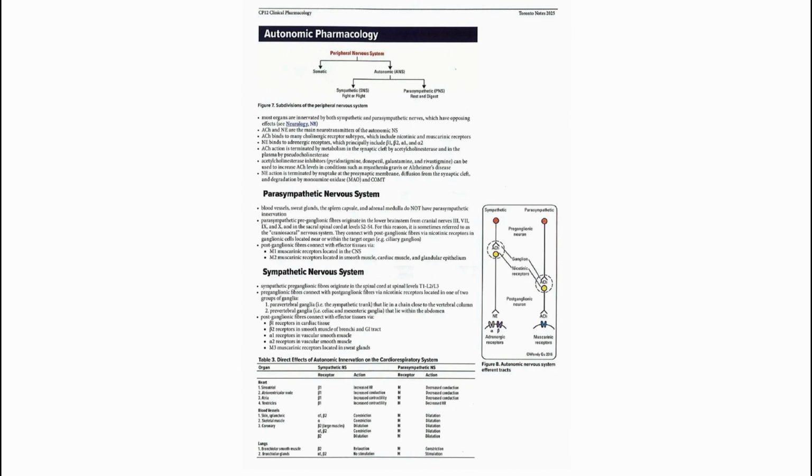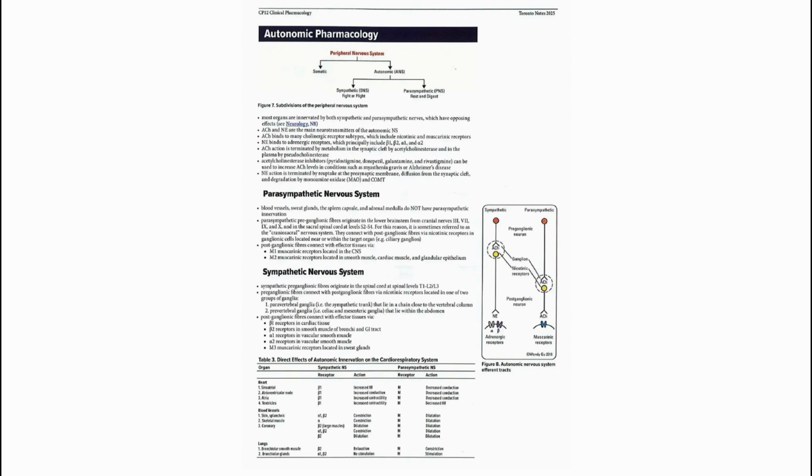Important receptor subtypes include M1 receptor, primarily located in the central nervous system, and M2 receptors found in the cardiac muscles, smooth muscles, and glandular tissue. Sympathetic nervous system. The sympathetic nervous system prepares the body for stressful situations by increasing oxygen delivery and energy availability.